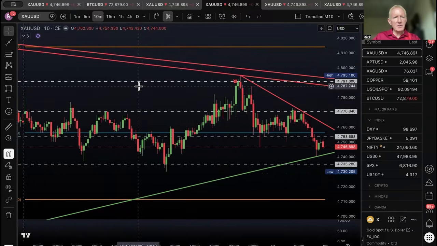Now, you can draw your lines if you want, and I do that. It's very easy just to put a line here on, say, for example, the double top. Or you can use an indicator. If you're using Tradingview, I use the pivot points standard indicator, and that gives me major support and resistance.